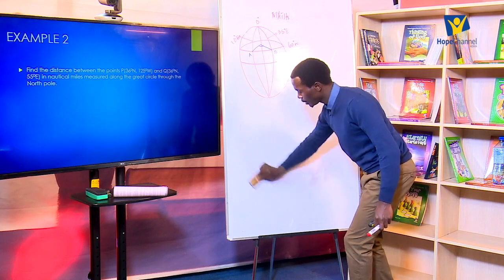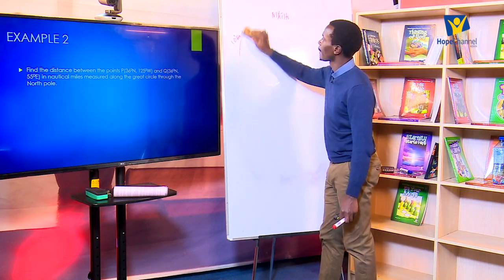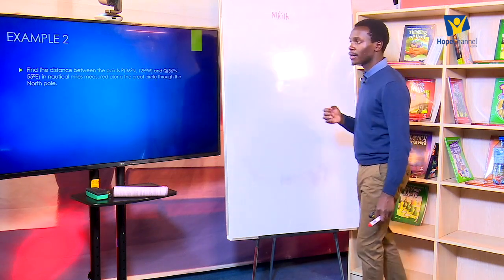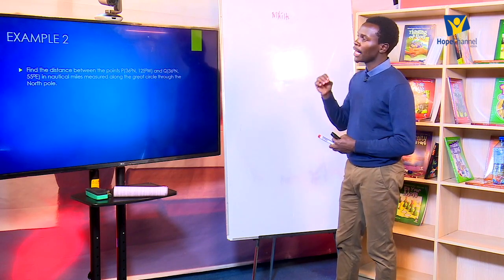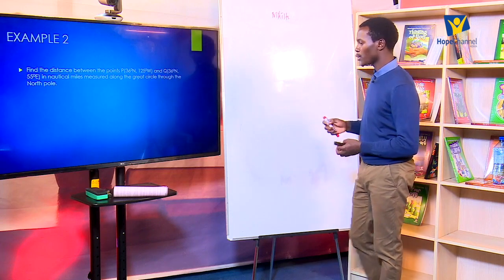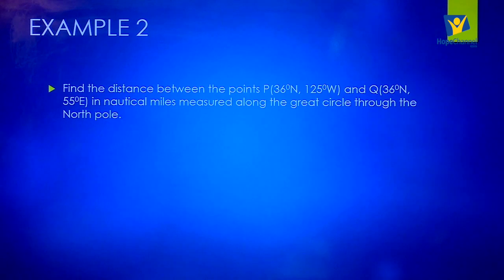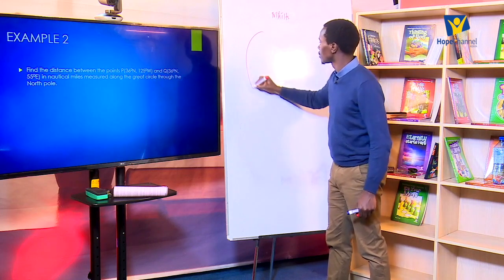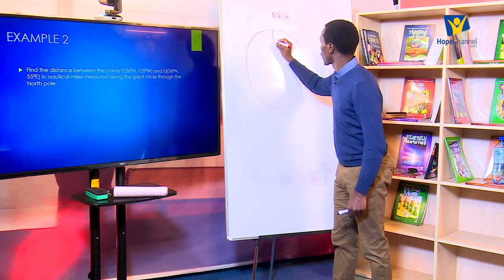That question, you need to read it again so that you know what is being asked here. Because the question is not talking about the small circle. Much as P and Q are on the same latitude, we are not required to use the formula for the small circle, but the distance along a great circle. Let's first of all locate the 2 points on the Earth's surface so that we see what is required.